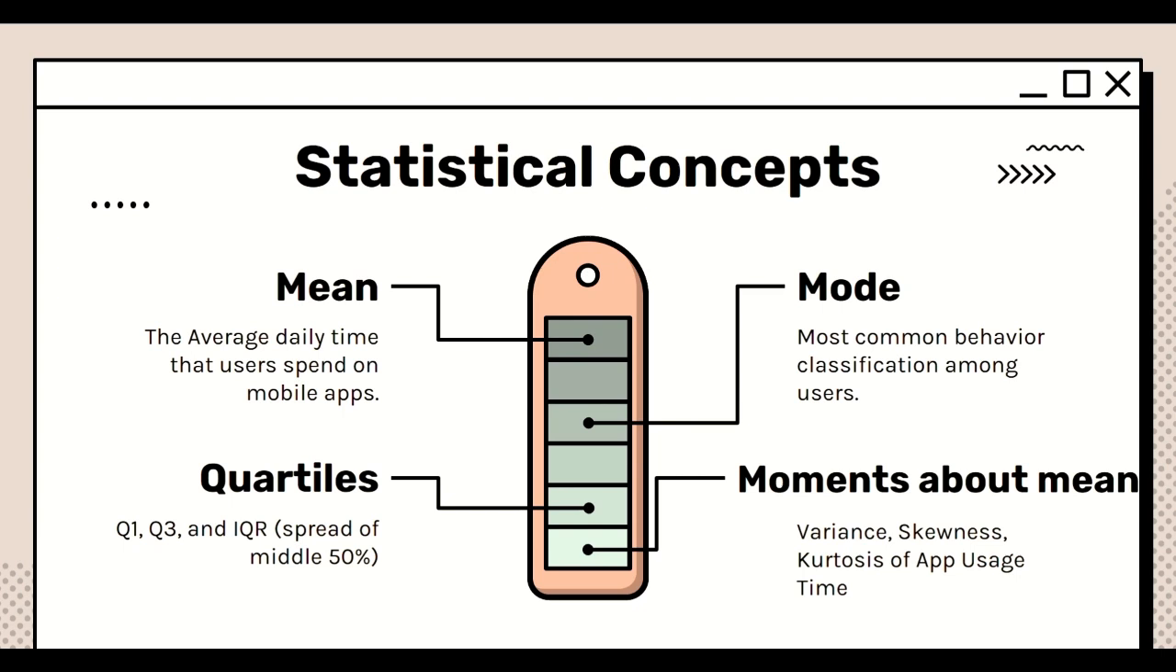Then there are the moments about mean. There are four moments about mean. M1 shows the mean, M2 shows the variance, M3 is a skewness indicator, and M4 is a kurtosis indicator of app usage time.